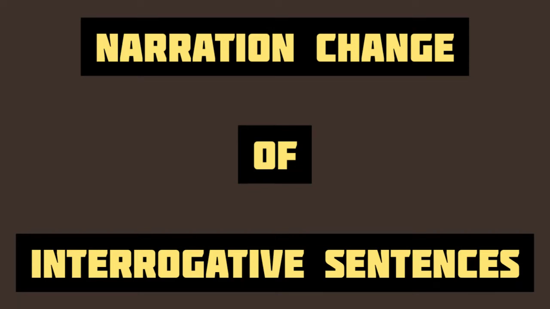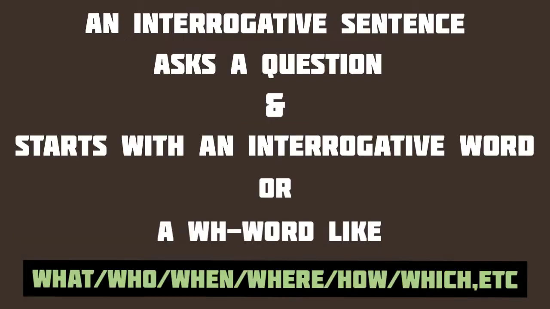Today's topic is the narration change of interrogative sentences. As you know, an interrogative sentence is the sentence of a question. It starts with a question word or a WH word. Question words such as what, who, when, where, how, which, whom, whose, etc. are also called WH words.